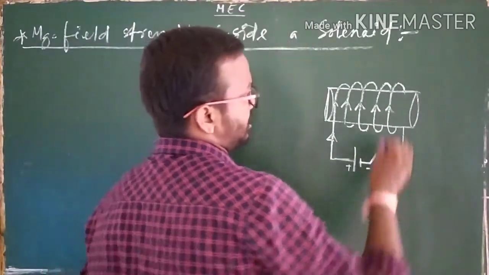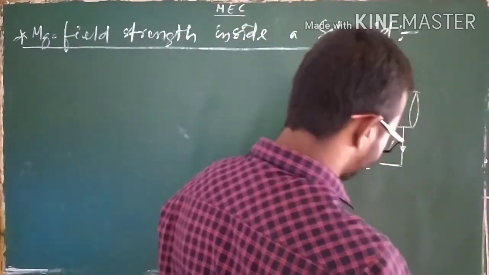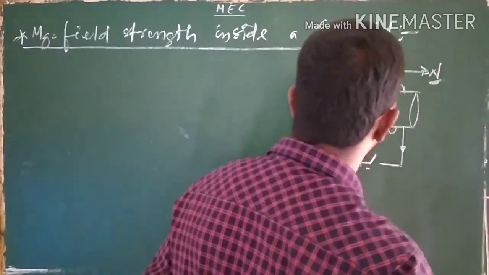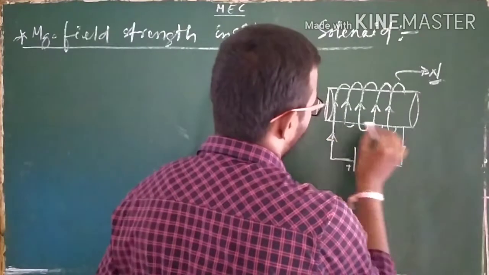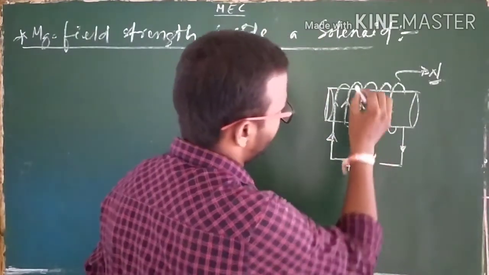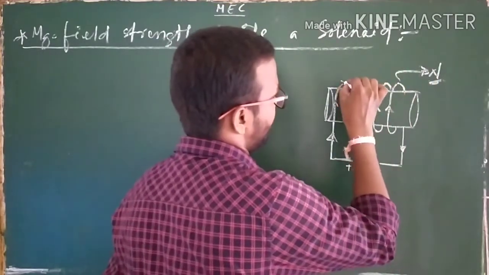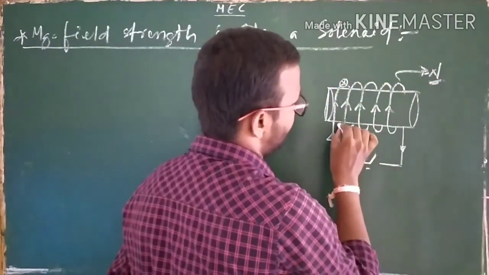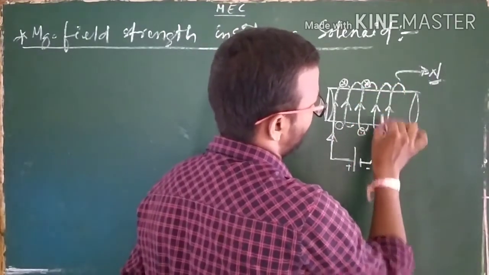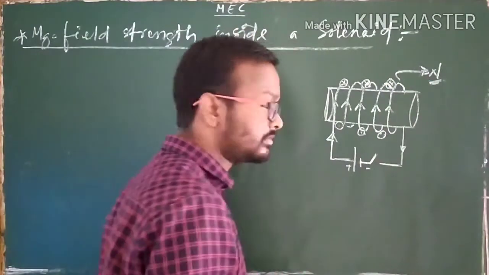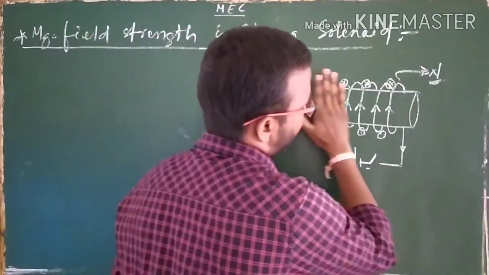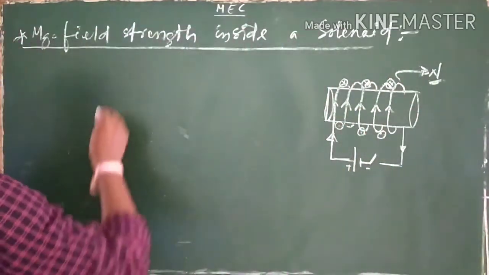Clear? Okay. Suppose there are n number of turns, and if we imagine this is the point where the current is coming outward, and at this point the current is inward. This is inward direction and this is outward direction. This is also inward direction and this is outward direction of flow of current. Clear? Now if we cut the solenoid from its middle section, then the diagram will be like this.